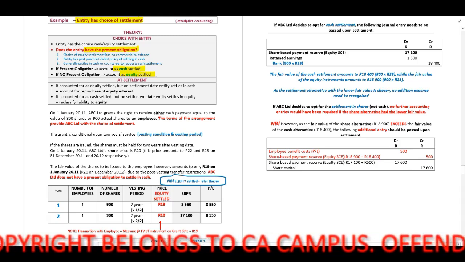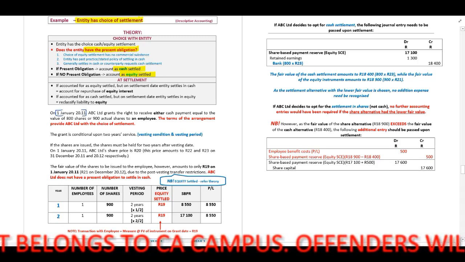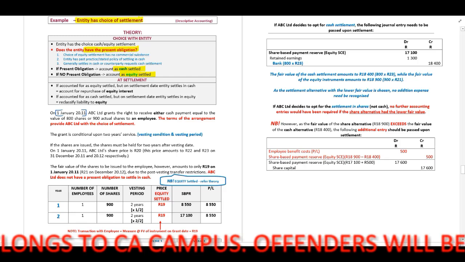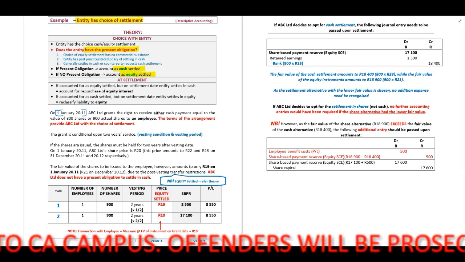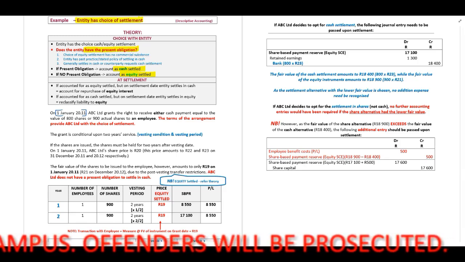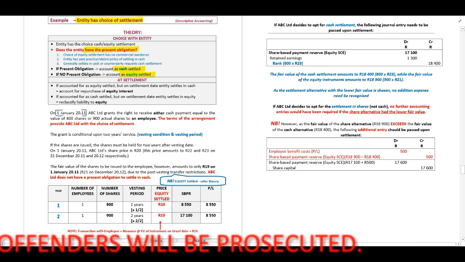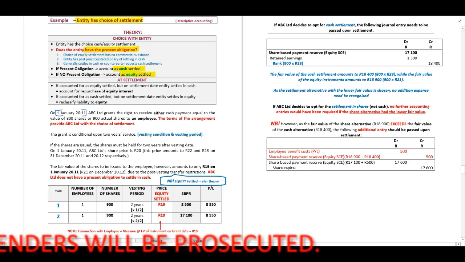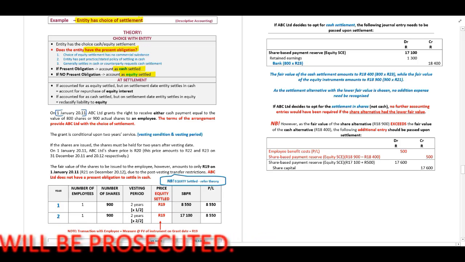On 1 January 2011, ABC Limited grants the right to receive either cash payment equal to the value of 800 shares or 900 actual shares to an employee. The terms of the arrangement provide ABC Limited with a choice of settlement. The grant is conditional upon 2 years service. If the shares are issued, the shares must be held for 2 years after vesting date.